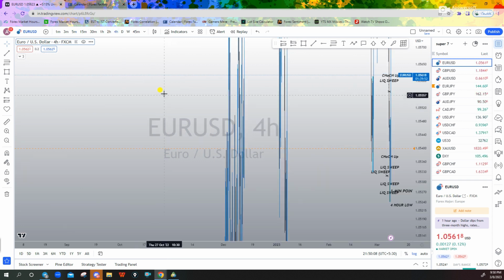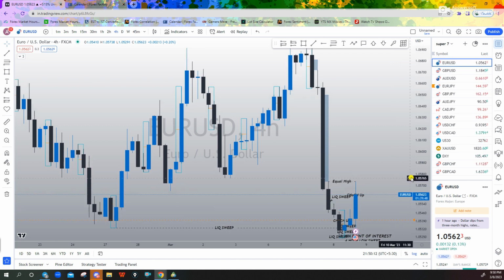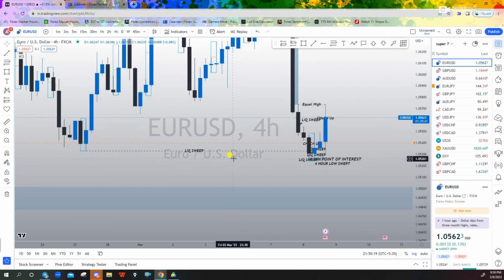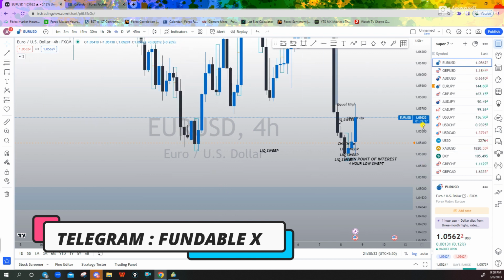Let me go to 4 hours first. Okay. So now what happened on 4 hour? On 4 hour, the market has taken out the liquidity. Okay. So that is it. So once the 4 hour liquidity has been taken out, there's a high probable chance that the market is going to reverse. That is my first point.